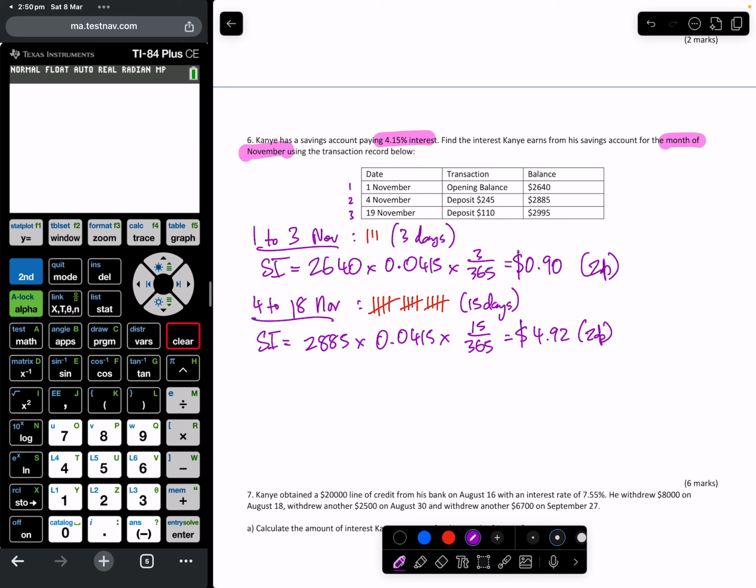Now November is a 30-day month, so we need the 19th of November to 30 November. How many days is that? 19, 20, 21, 22, 23, 24, 25, 26, 27, 28, 29, 30. 12 days.